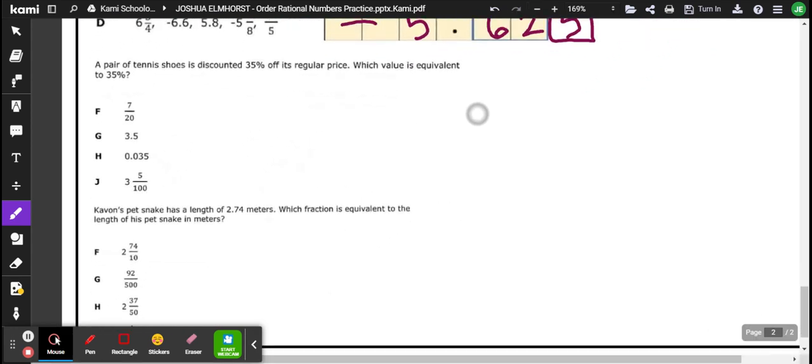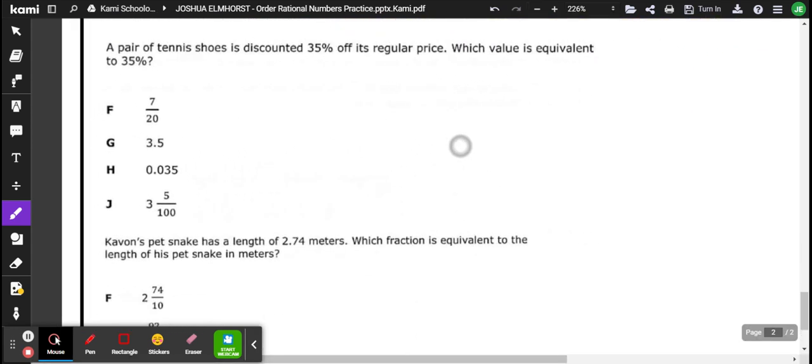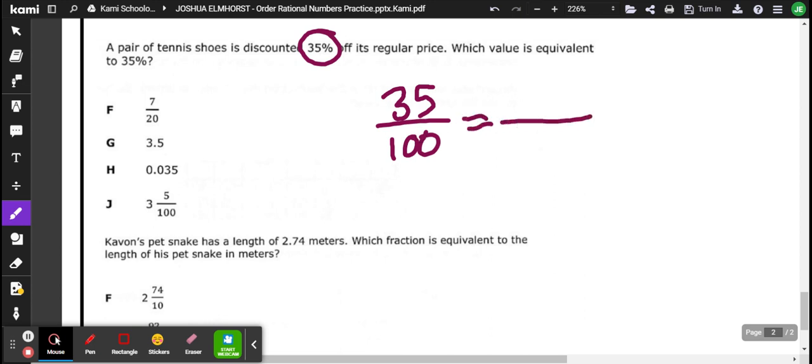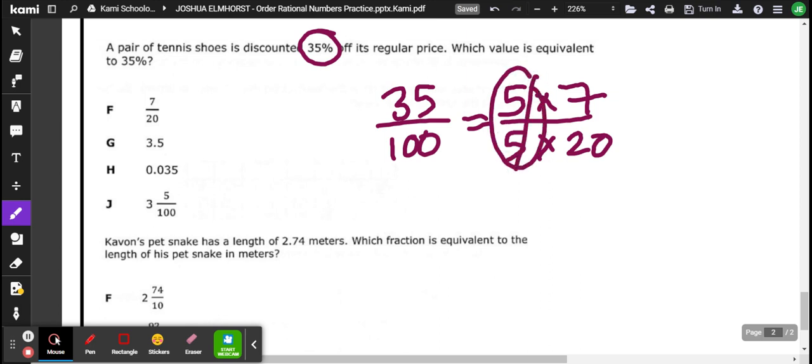The last two are just quick conversion questions. As soon as we see 35%, 35 as a fraction goes over 100. And then we factor it. 5 is a factor of 100. 5 is a factor of 35. So 5 times 7 is 35. 5 times 20 is 100. When you cancel that factor, you are left with your simplified fraction.